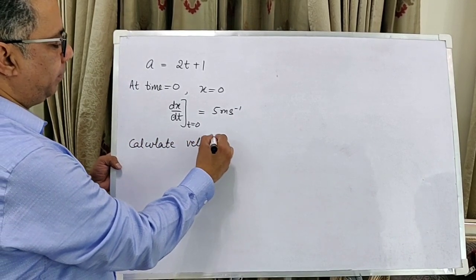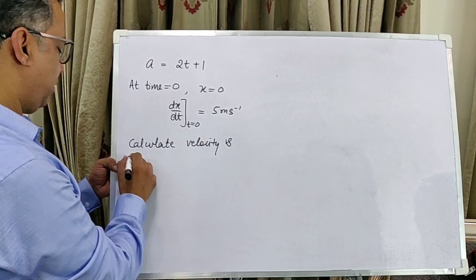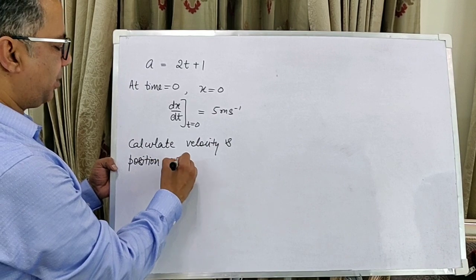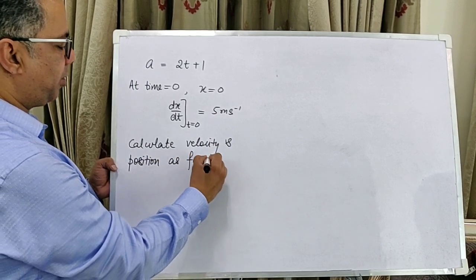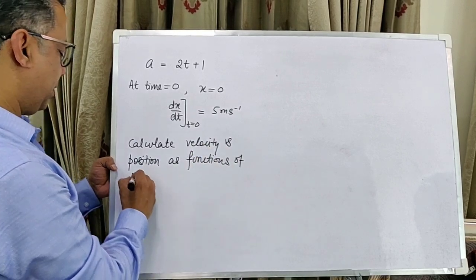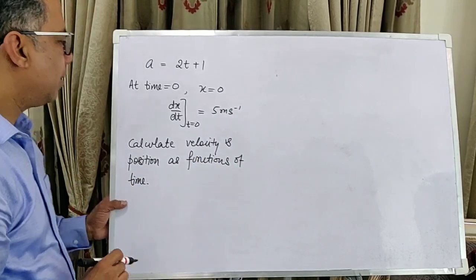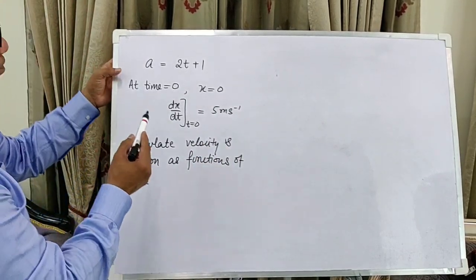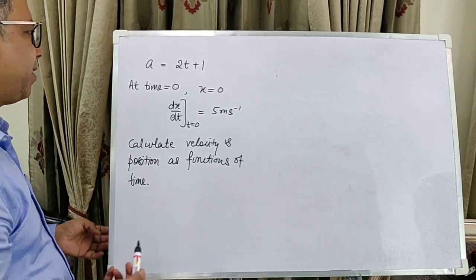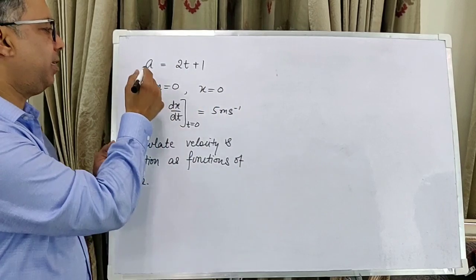velocity and position as functions of time. So to calculate velocity and position as functions of time, let's start with this equation.